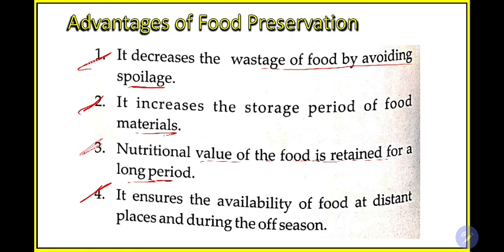It ensures the availability of food at distant places and during the off season. Food, for example rice, is cultivated in a particular season of the year, and for the rest of the year people just grind the rice in the mill and eat. If microbes attack all the rice, what will happen? For the remaining 6 months there will be no rice. We would all die of starvation. So we need to ensure that food is available for the whole year, and during the off season also, so we need to take care that no microbe affects our food.